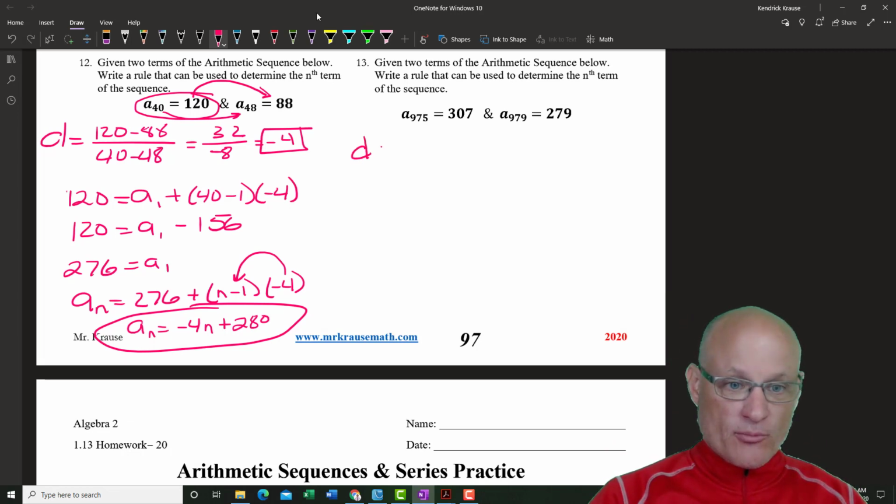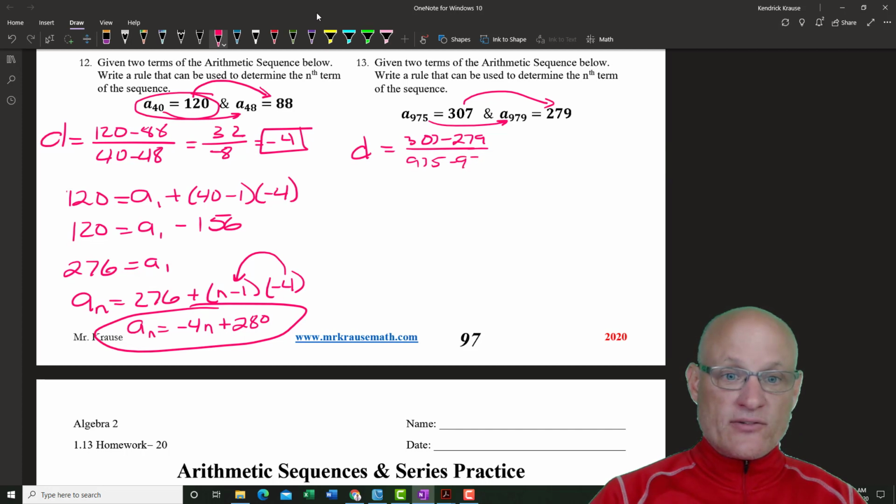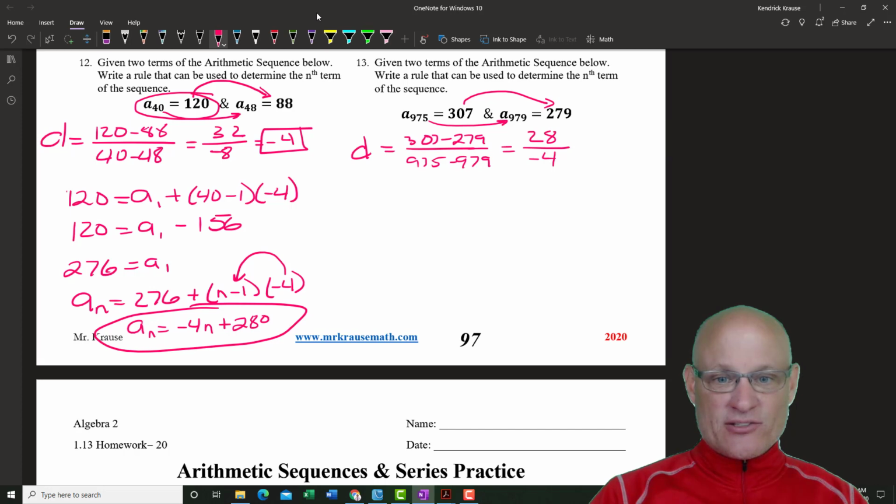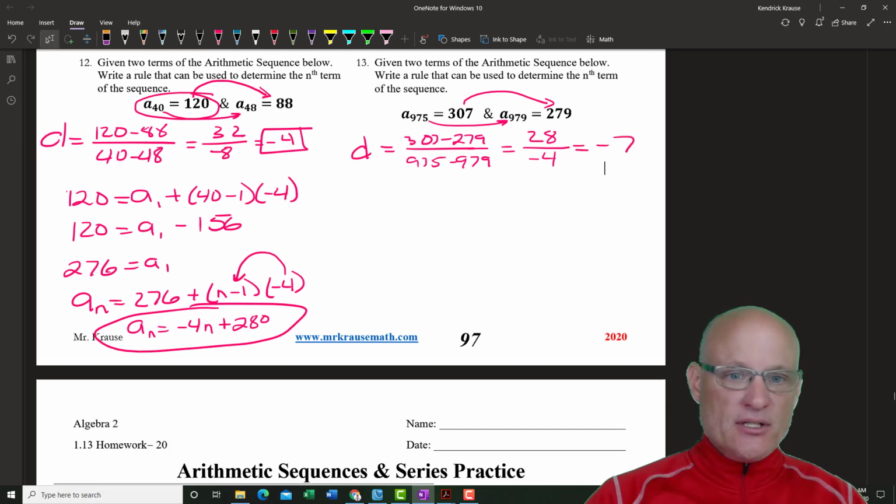D, we're going to subtract the terms. Big minus small, 307 minus 279, all over, got to go in the same direction, so 975 minus 979. So it looks like they're getting smaller again, so clearly we're going to have a negative. What is this? Negative 4 down here. What is it? 307. 7 and 21 is 28. So this looks like my D is negative 7. All right, so my D is negative 7.